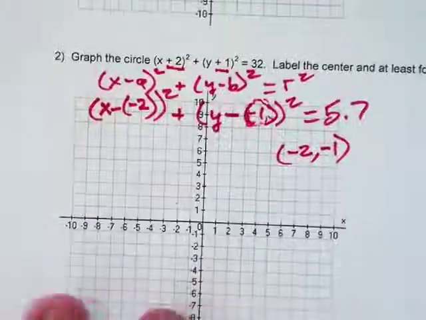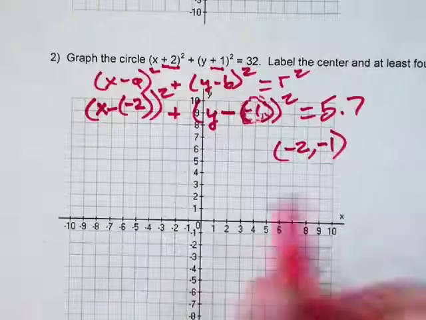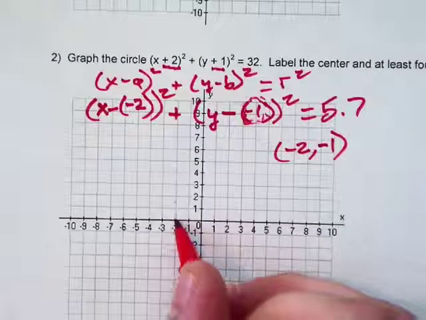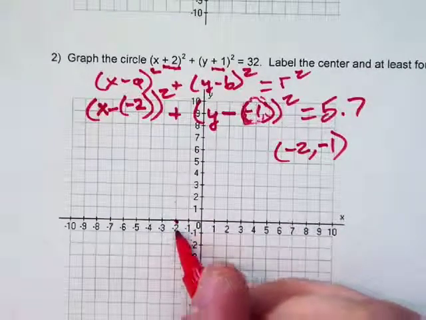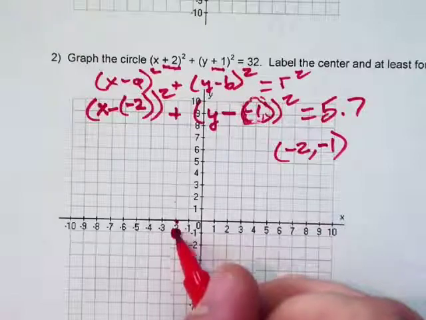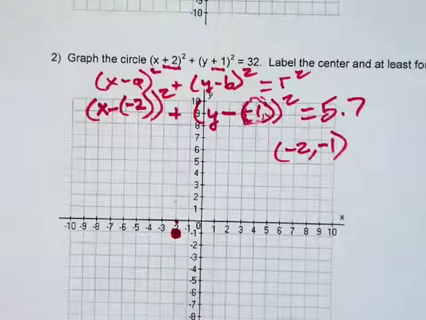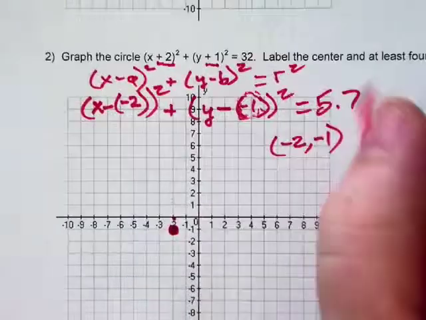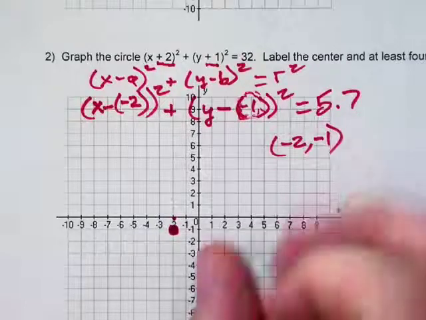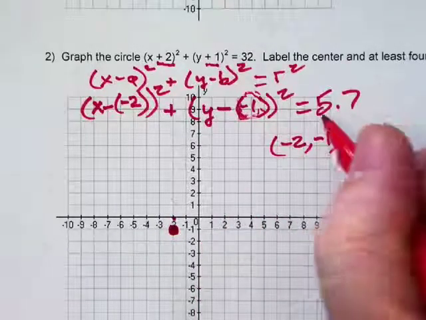So that would make that the center of the circle. And we'd go over to negative 2, down to negative 1. And that's where we have our first points. So we have negative 2 and negative 1. And with that, we go out how far?